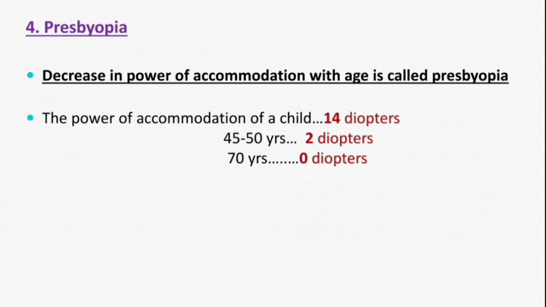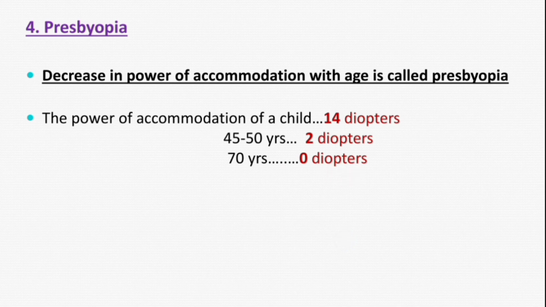Presbyopia is basically a decrease in the power of accommodation which occurs with age. The power of accommodation of a child, suppose at the age of 10 years, is about 14 diopters. Then at the age of 45 to 50 years, it is decreased to 2 diopters, and at the age of 70 years, it is only 0 diopters.